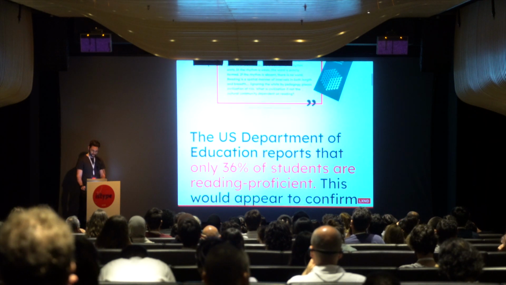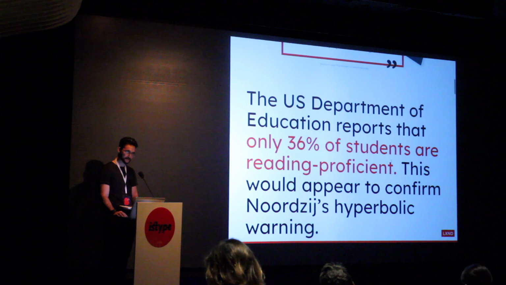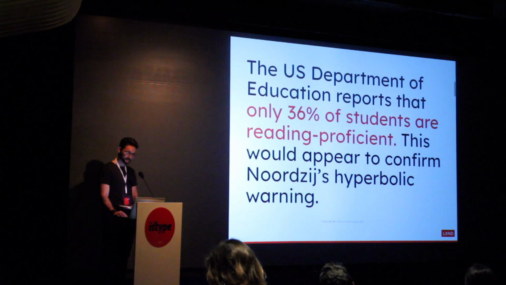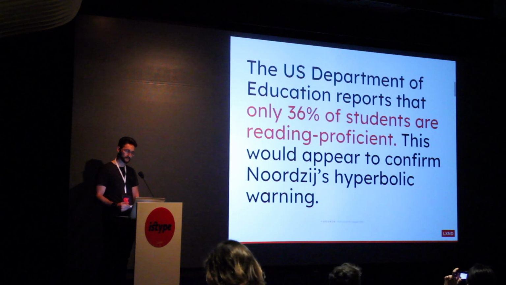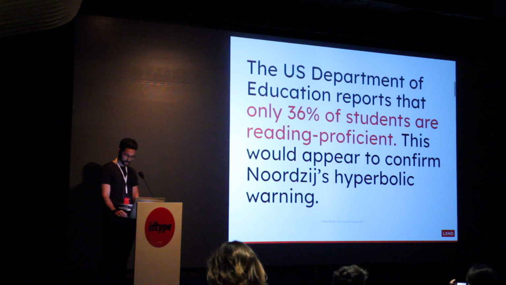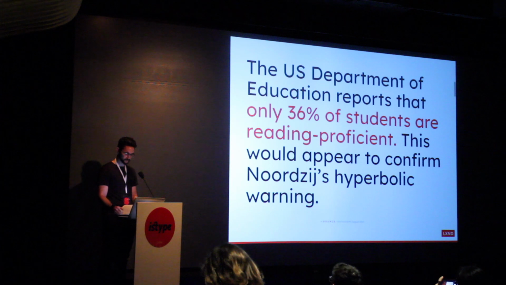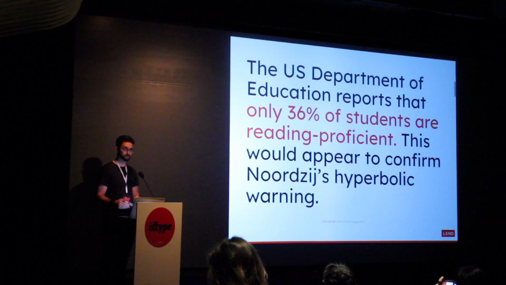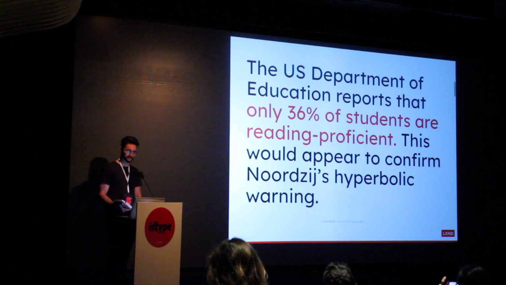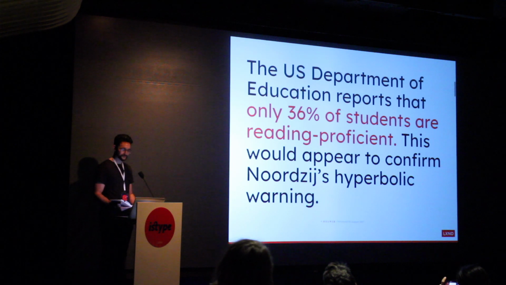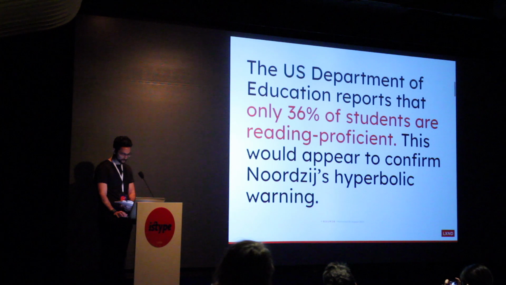Well, a report from the US Department of Education would appear to say so, since the percentage of students who are reading proficient is 36%, which would imply that 64% of the population of students are reading deficient, which is very surprising for a country like the United States. It was for me when I was introduced to this statistic. So the natural question we're going to have to ask next is, what is reading proficiency?